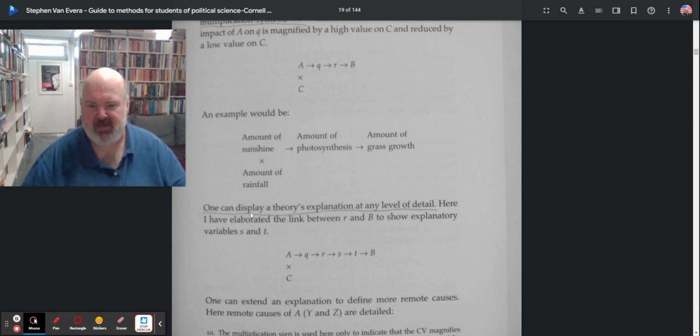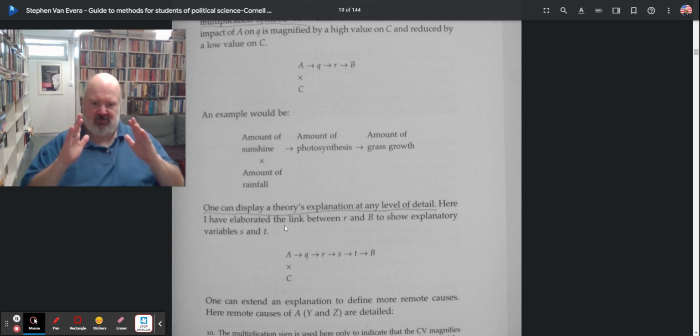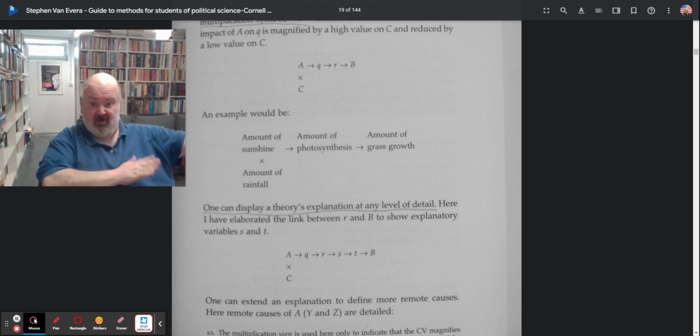One can display a theory's explanation in any level of detail. Here I have elaborated a link between R and B, to show explanatory variables S and T. So Q, R, S, T. In other words, explaining each stage of the process. This process can extend to each level of the process that leads us there, right?